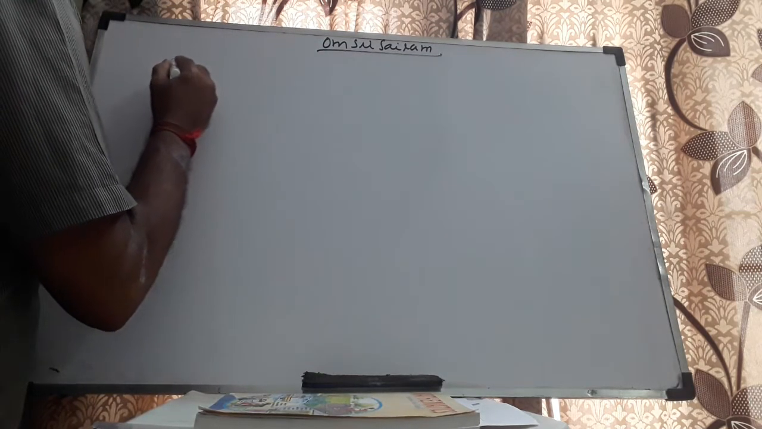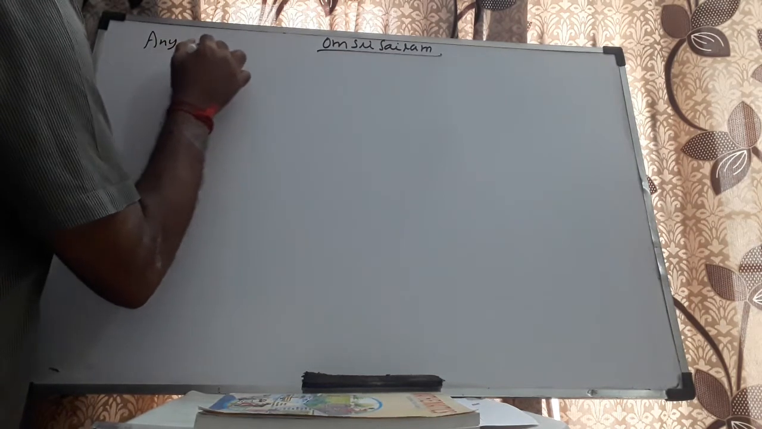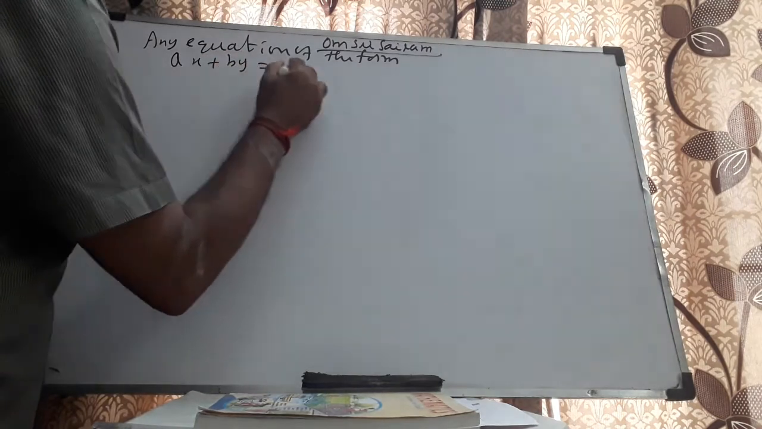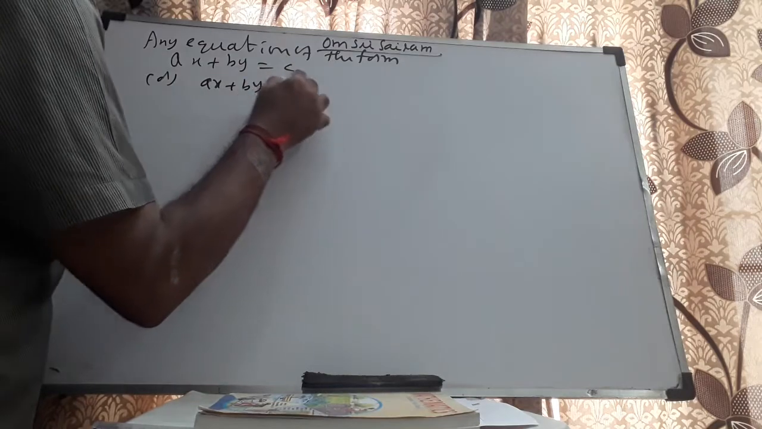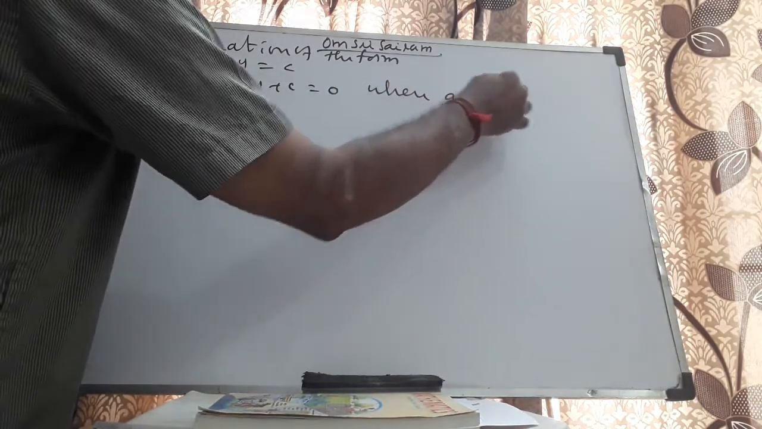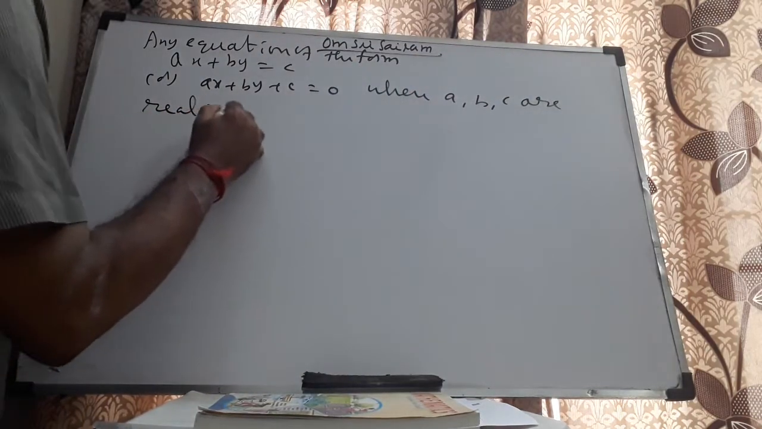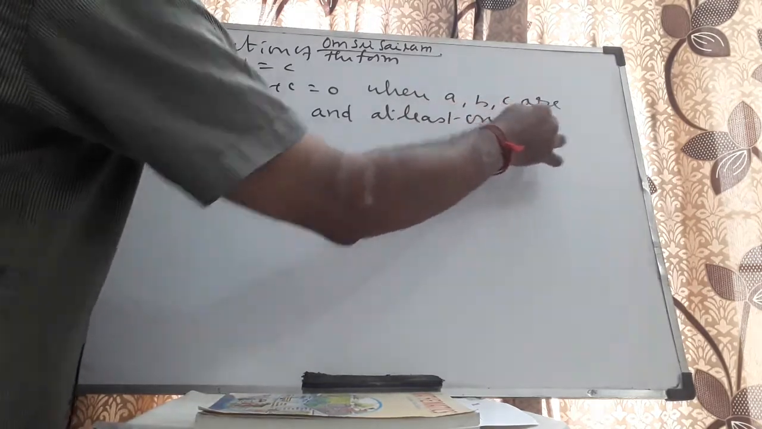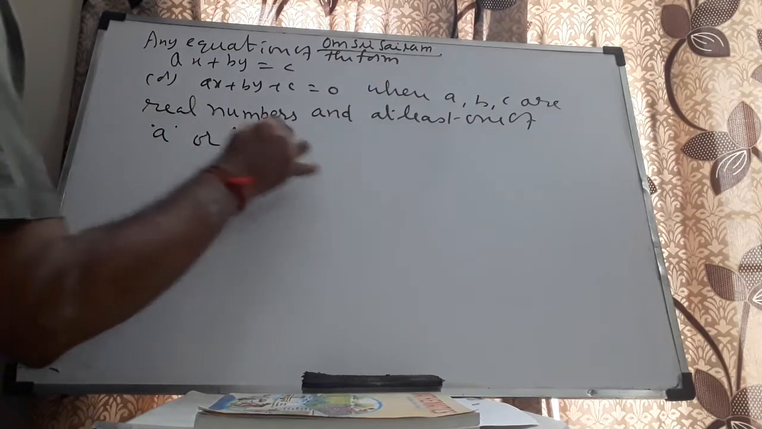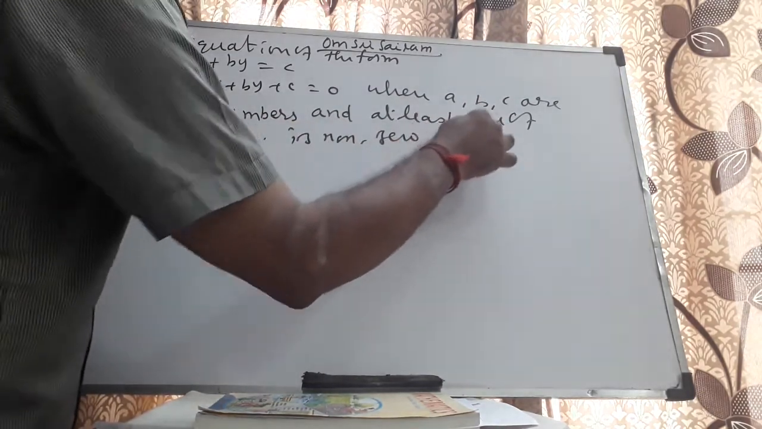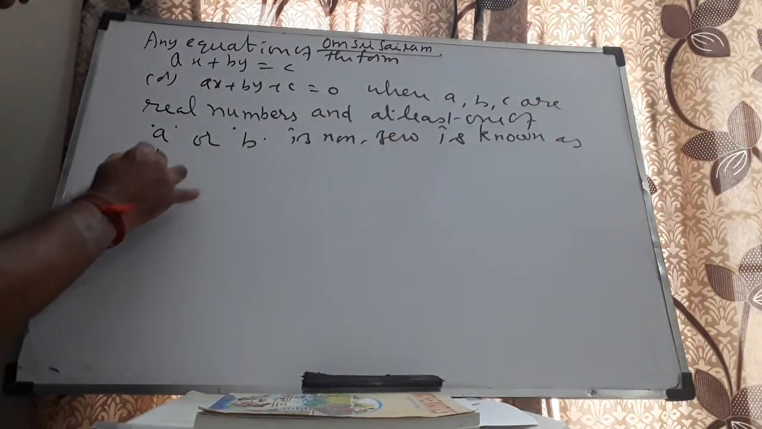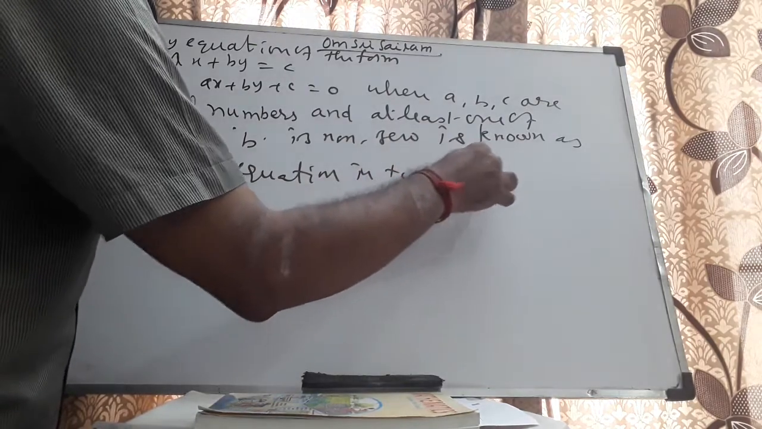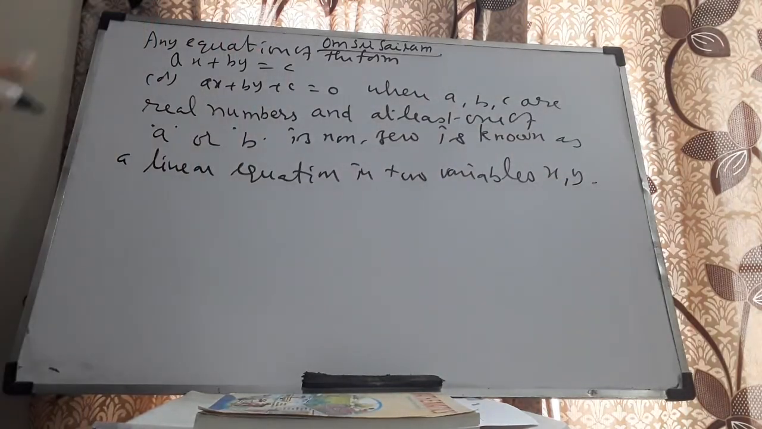Okay, just listen carefully. Any equation of the form ax plus by is equal to c, or you can have c towards the LHS also, either way, where a, b, c are real numbers and at least one of a or b is non-zero, is known as a linear equation in two variables x, y. There are two variables here, x and y.